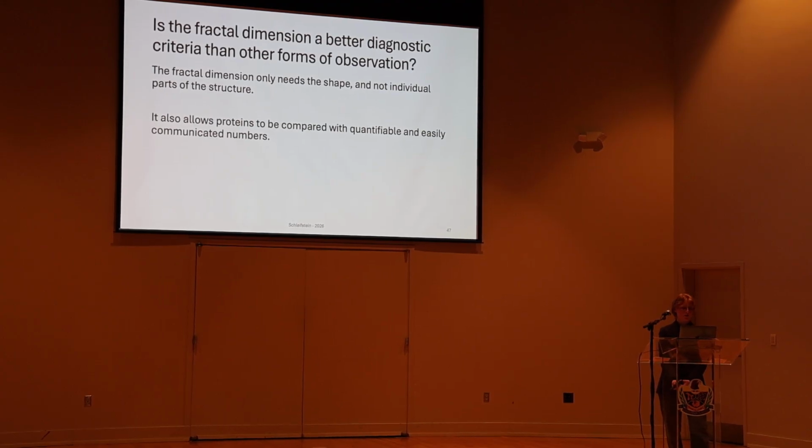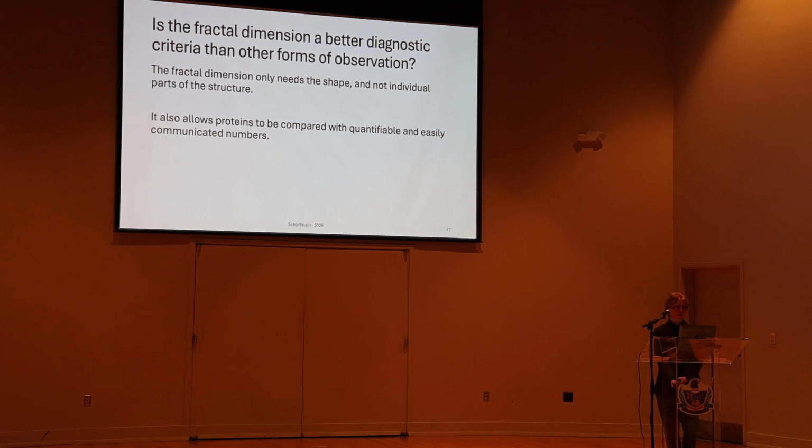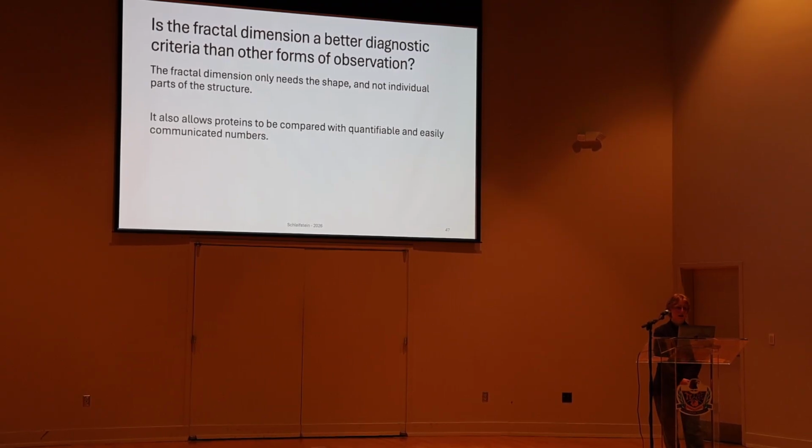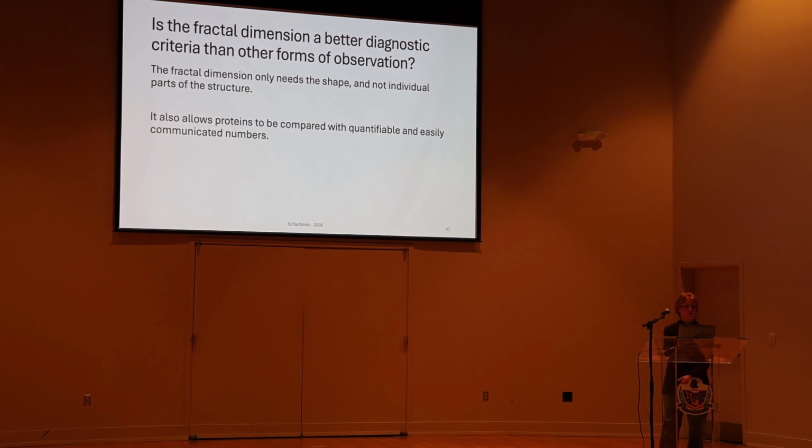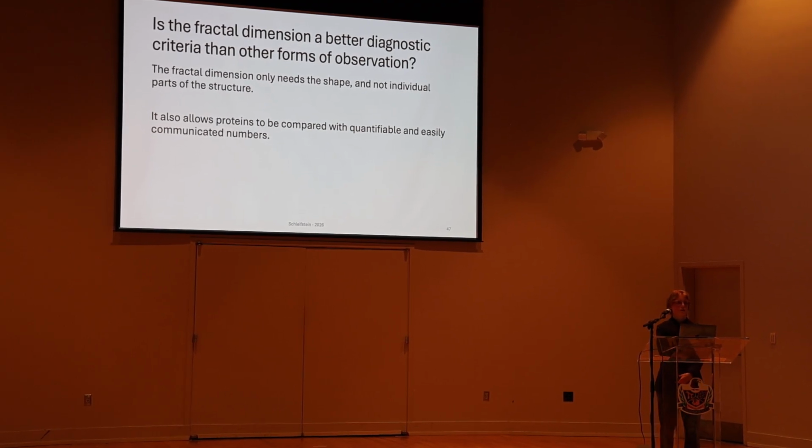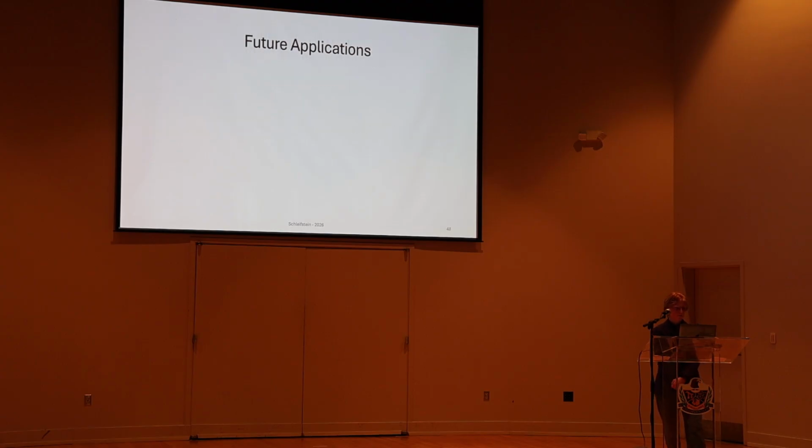The fractal dimension only needs the shape of the molecule and not more individual parts of the structure or things like charges to be studied. So it allows for fewer things to need to be looked at. It also allows proteins to be compared with a quantifiable number, and this number is easily communicated because it doesn't even have a unit, so you don't have to make sure it's converted the same. And it's also always good to have more ways to study the same thing and more ways to discuss how something might change. So now future applications.